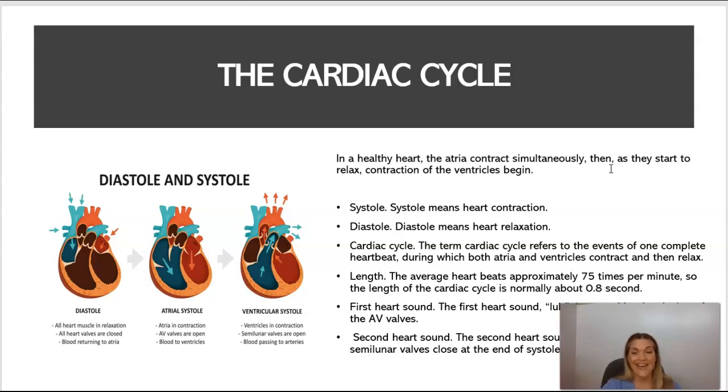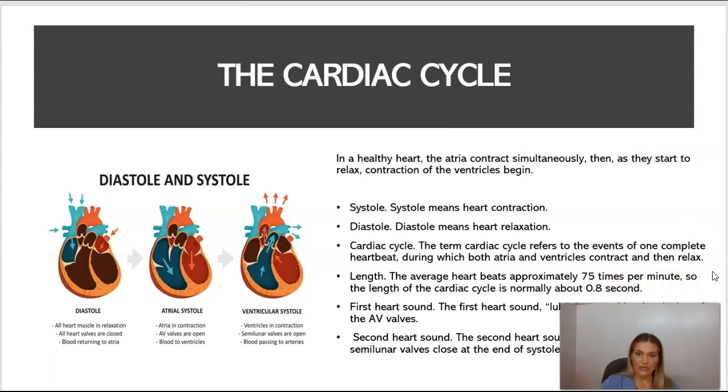relaxation. So the cardiac cycle, the term refers to the events of one complete heartbeat, during which both the atria and the ventricles contract and then relax. The average heartbeat is approximately 70 to 75 times per minute. So the length of the cardiac cycle is normally 0.8 seconds.